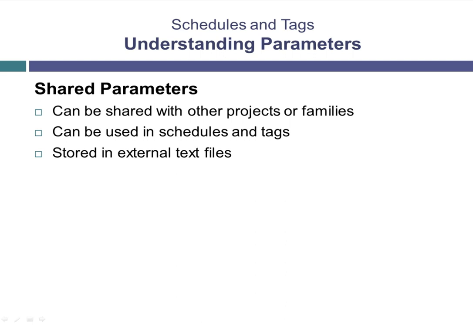Shared parameters are stored in external text files that are independent of any family file or project file. This allows for the parameters to be used in several projects and families. A project or family can only reference one shared parameter file. Therefore, it's a good idea to have a single shared parameter file as part of your company's standards.